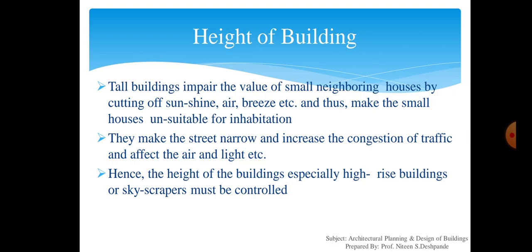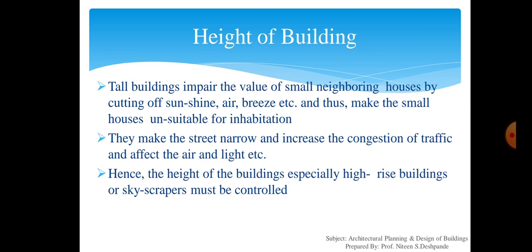For this, a light plane is marked at a suitable angle from the edge of the road on the other side, and the height of the building is suitably curtailed to allow the light plane to pass, so as not to deprive the adjacent property of natural ventilation. So these tall buildings impair the value of small neighboring houses by cutting off the sunshine, air, breeze, etc., and thus make the small houses unsuitable for habitation.